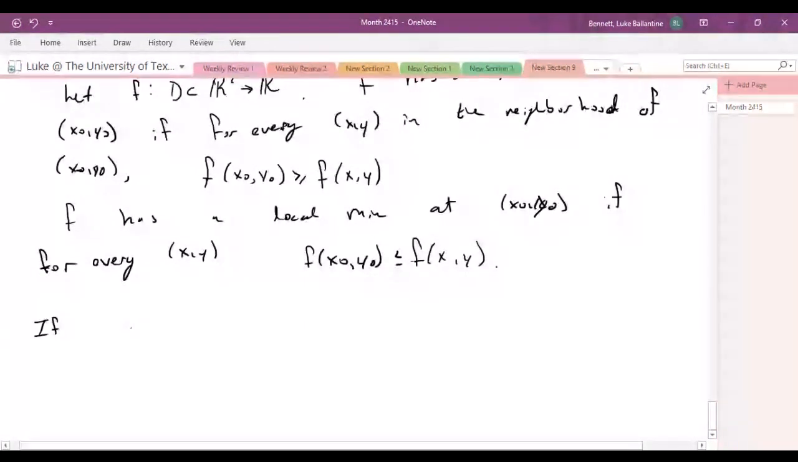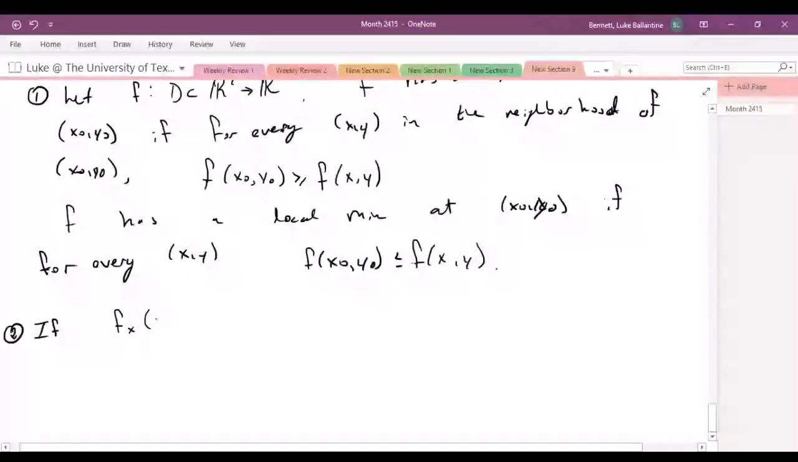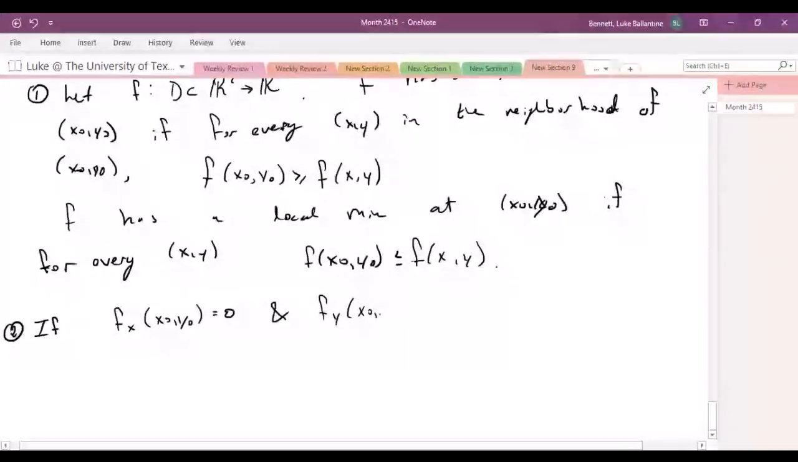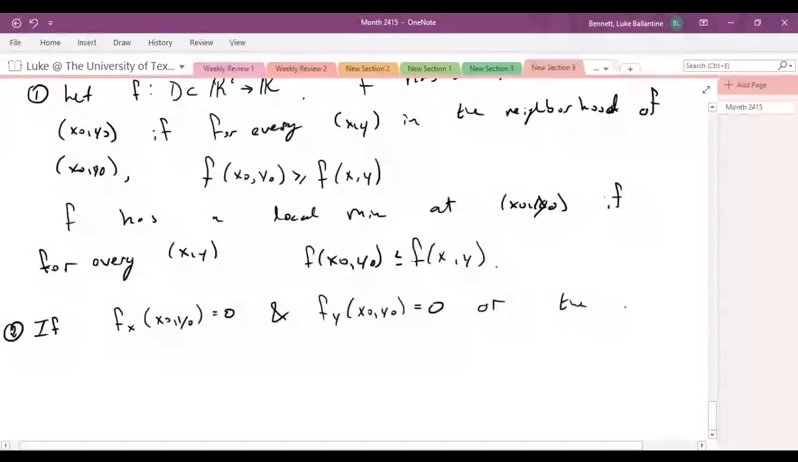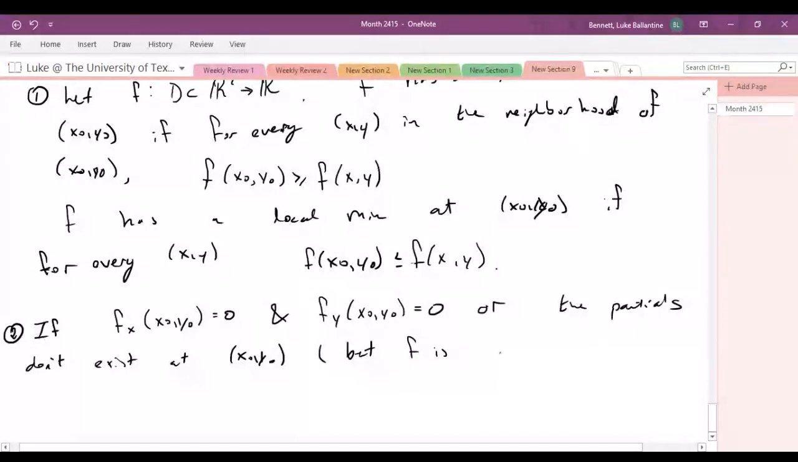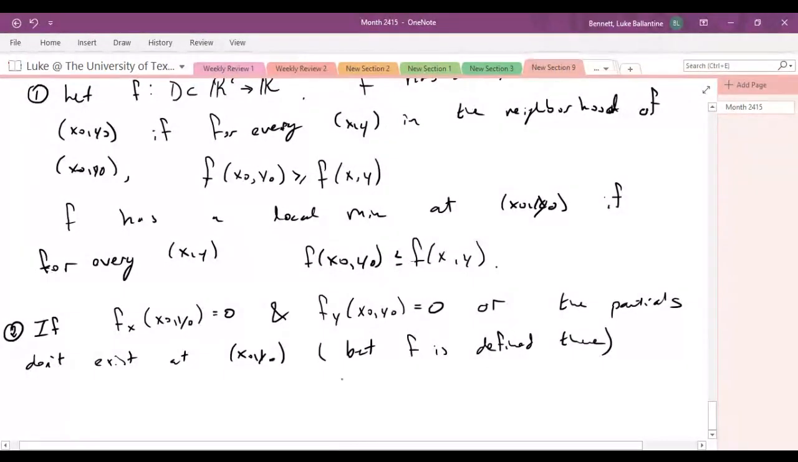So, if f sub x of x naught, y naught equals 0, and f sub y of x naught, y naught equals 0, or the partials don't exist at x naught, y naught, of course, but f is defined there. It's in the domain. So either one of these two things could happen. Either the partials equal 0, or the partials don't exist but f is defined there. This is the criterion to call x naught, y naught a critical point.